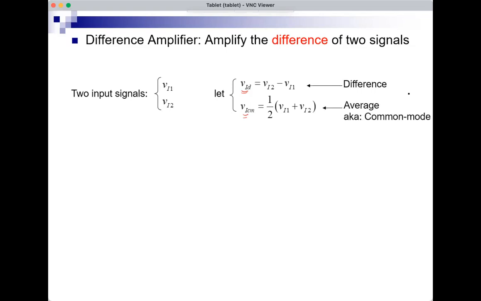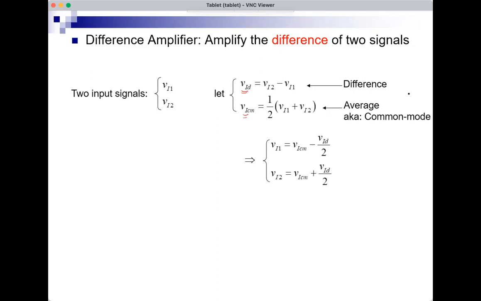Another term we use for average is common mode. That's why it's called VICM, common mode, the average between the two inputs. So the difference is VID, the average or common mode is VICM. The difference is just the difference, VI2 minus VI1, and the average is half VI2 plus VI1. So I can easily go back to VI1 and VI2 if I know the average and the difference. VI1 would be the average minus 1/2 the difference, and VI2 would be the average plus 1/2 the difference.